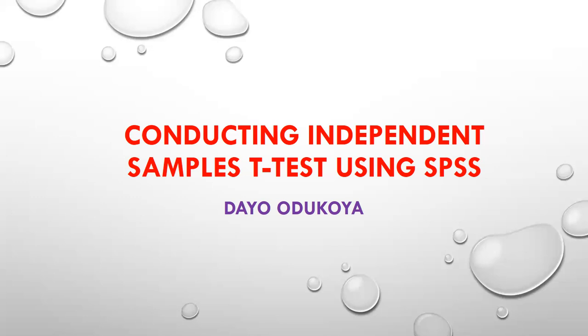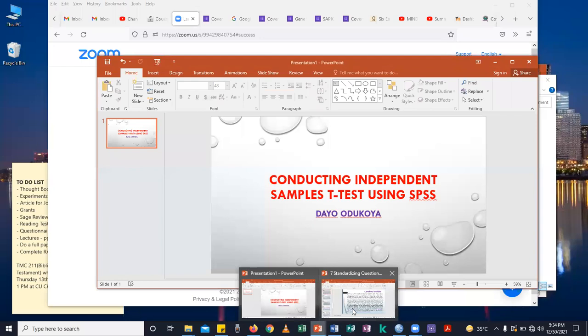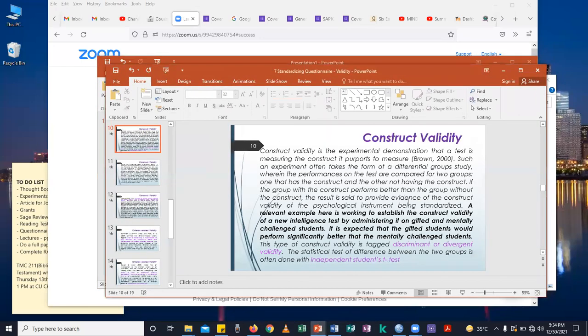So with that introduction, we can now quickly move on into the SPSS. Before we go into the SPSS, it's good I also show you the hypothesis we are trying to establish. In this case, we're under the construct validity. We want to establish the discriminant validity, discriminant or divergent validity. And the expectation in this kind of validity is that your instrument should be able to differentiate or discriminate between two distinct groups.